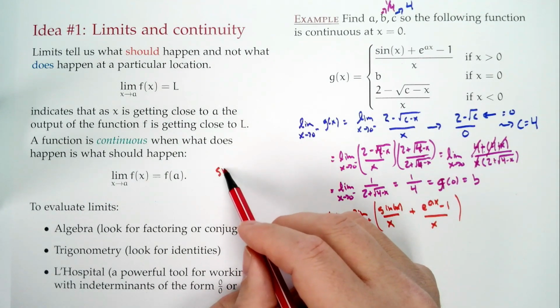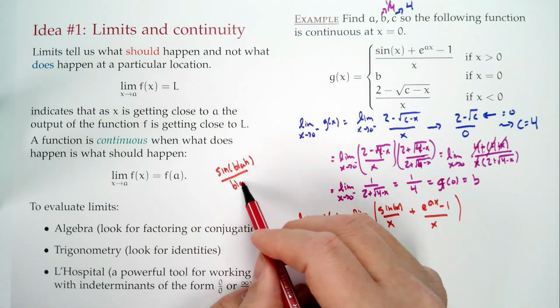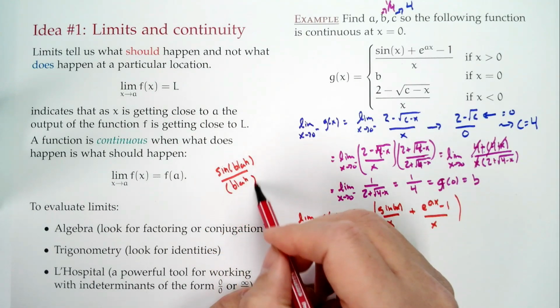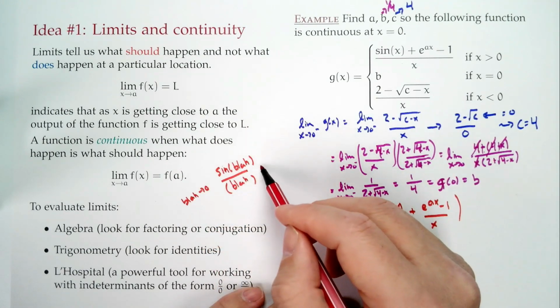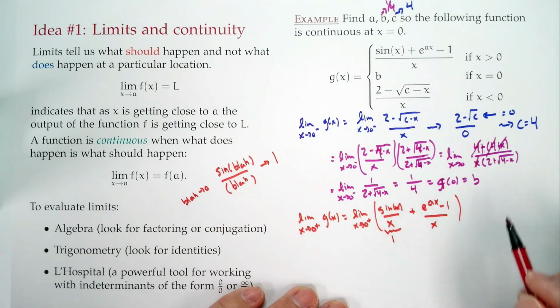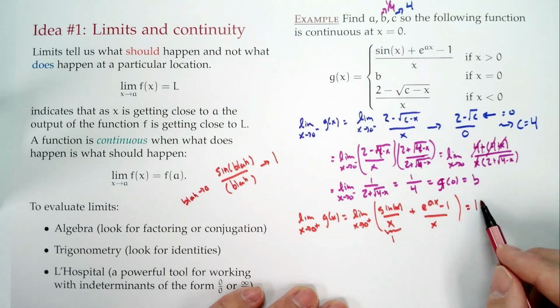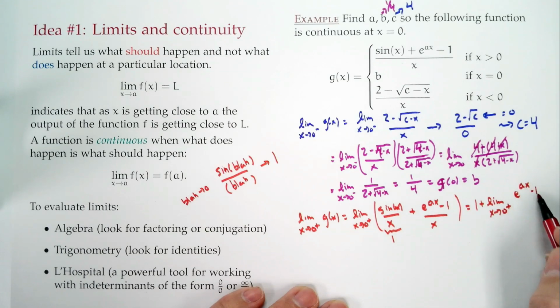If you have sine of blah over blah, it doesn't really matter what the blah is, but what really matters is that the blah goes to 0, then this goes to 1. So that part is going to go to 1. Okay, so I can really say this is going to be 1 plus what the other part does. Now here, well, we really haven't had a chance to flex our l'Hopital. Oh, let's do our l'Hopital now. So notice that it's going to go to 0 over 0. So I can apply l'Hopital.